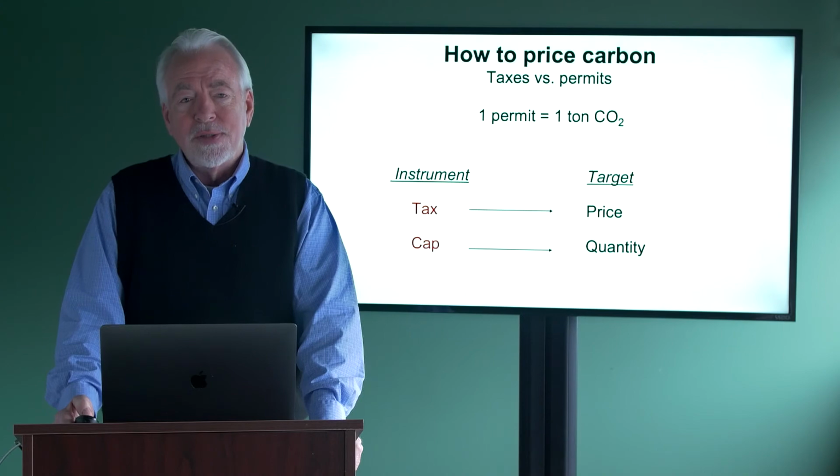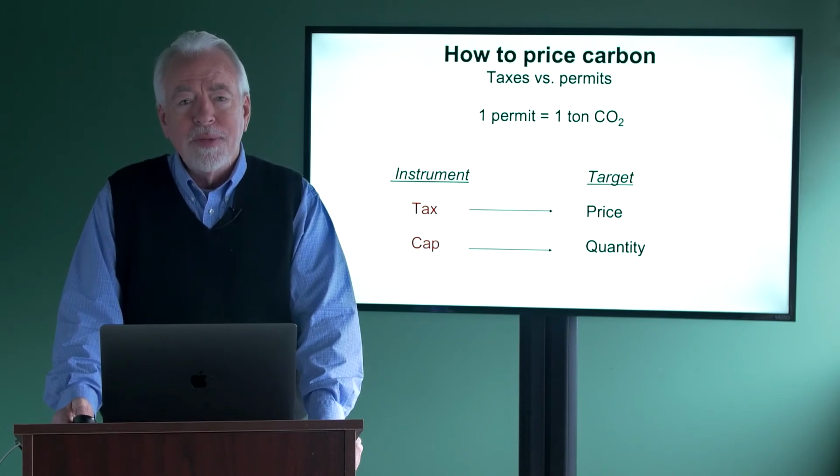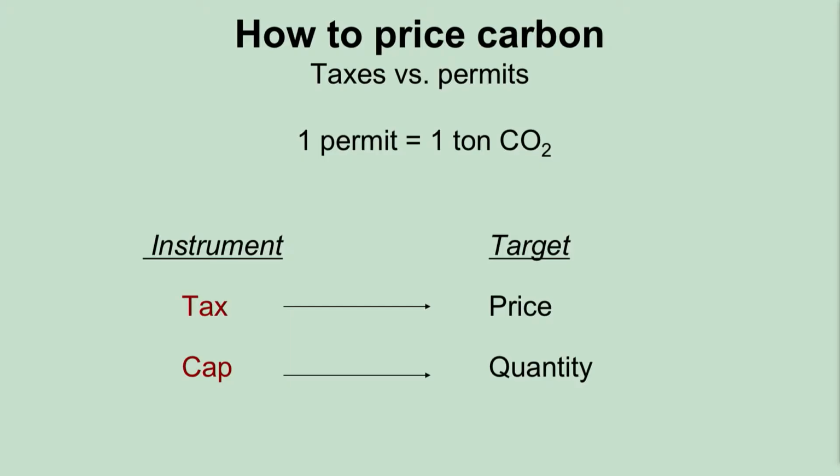There are two ways to put a price on carbon. One is to use a carbon tax, and the other is to use a cap and permit system. And the two are more or less equivalent. They're about the same thing. The only difference is that a tax sets a fixed price and lets the quantity of emissions adjust, and a cap sets the fixed quantity and allows the price of the permits that are issued up to the level set by the cap to adjust.